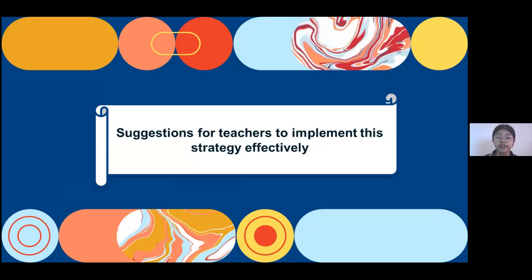So here, I have some suggestions for teachers to implement this strategy effectively. The first, I suggest the teacher must occasionally conduct a learning evaluation with students so that the teacher knows what the weaknesses of students are in implementing this learning strategy. And then the teacher must be able to see what the student abilities are so that it is easy for the teacher to choose the listening material that will be given to students. This is the suggestion that I will give for teachers to implement the strategy effectively. All right, everyone, we move to the last slide.